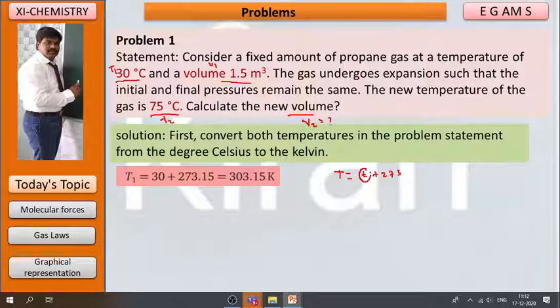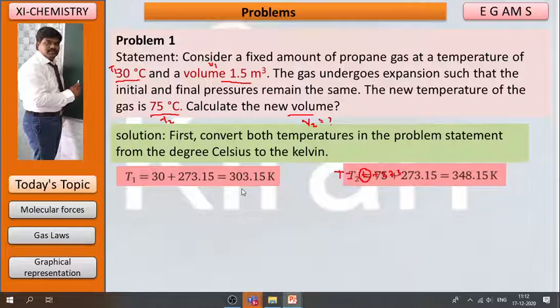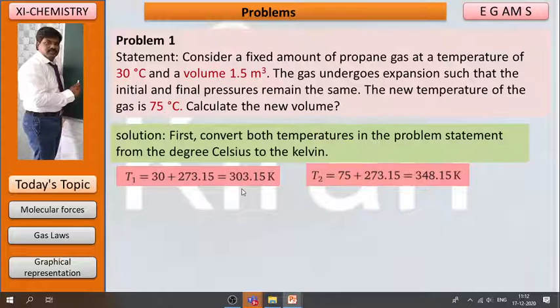When T1 is given as 30 degrees centigrade, we take 30 plus 273.15, the correct value, which is equal to 303.15. When T2 is 75, we take 75 plus 273.15, which is equal to 348.15.